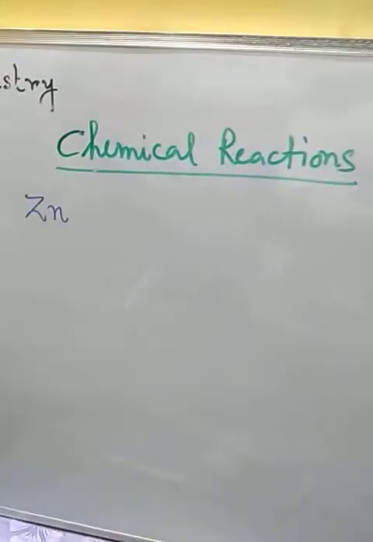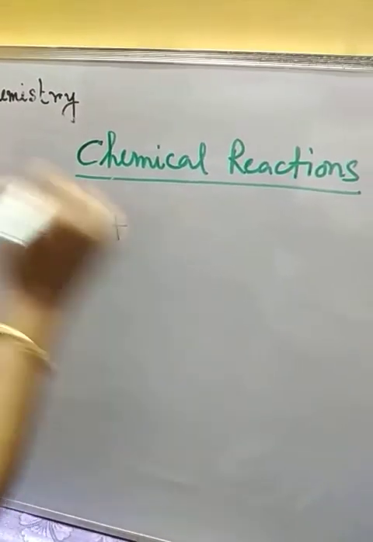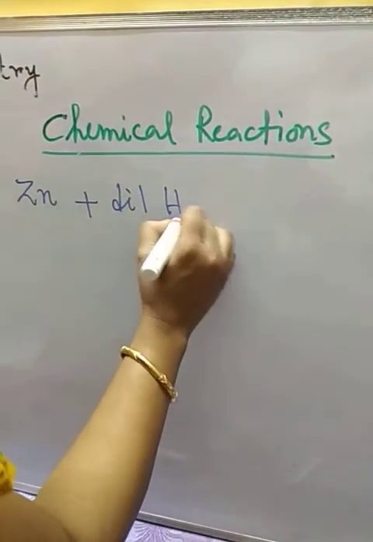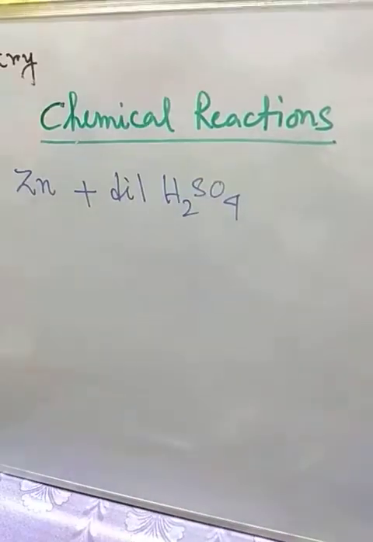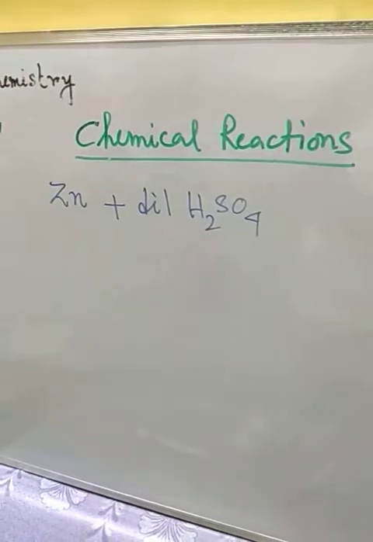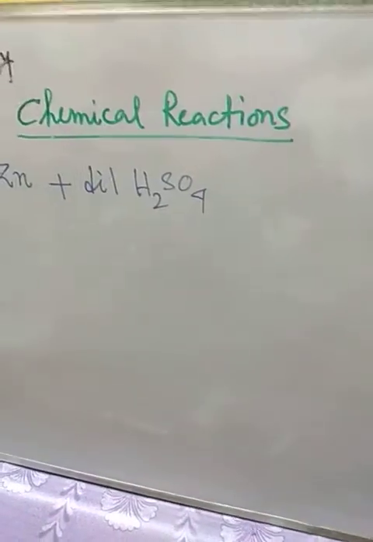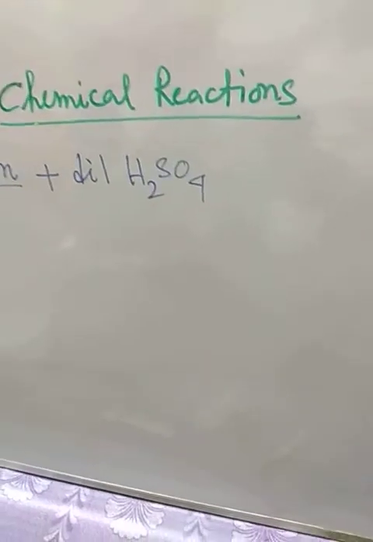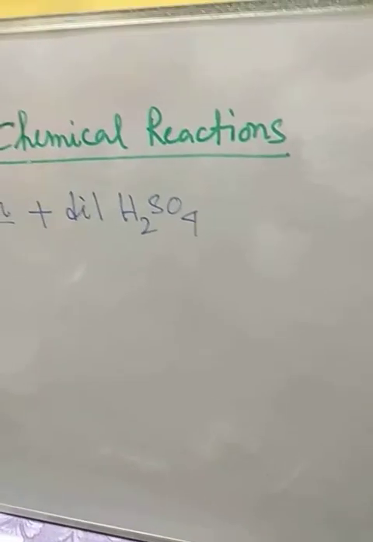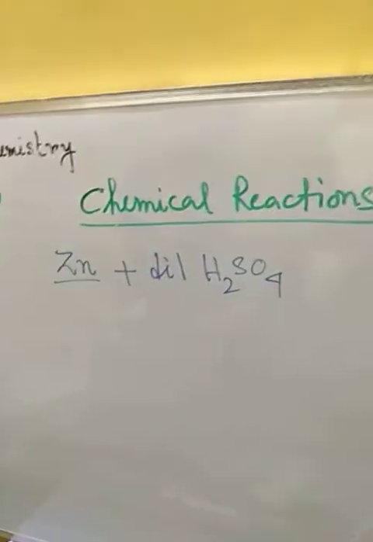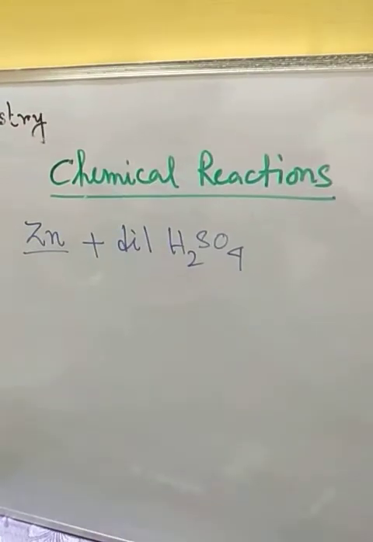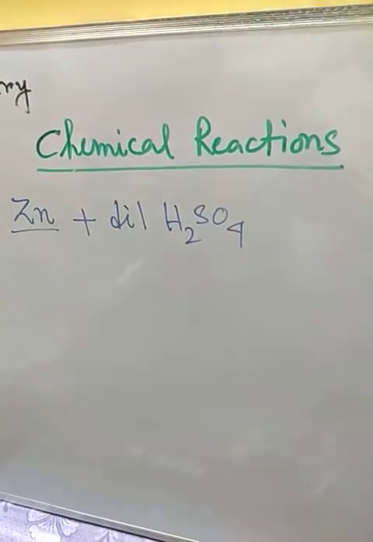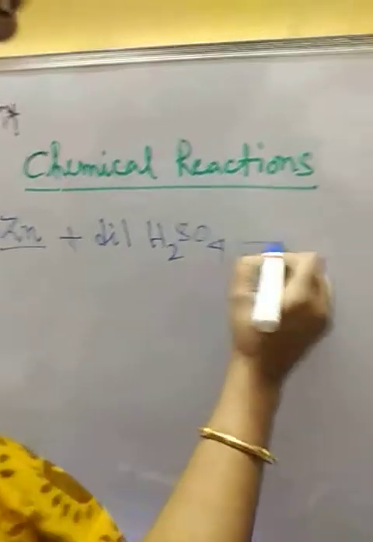For this we need to use zinc, that is granulated zinc, along with dilute H2SO4. All these things are available in our laboratory. This zinc is not pure zinc, this is granulated zinc. That means granulated zinc has copper as an impurity. And why are we using this? Because this copper impurity will increase the rate of the reaction, so very fast we will get the product.